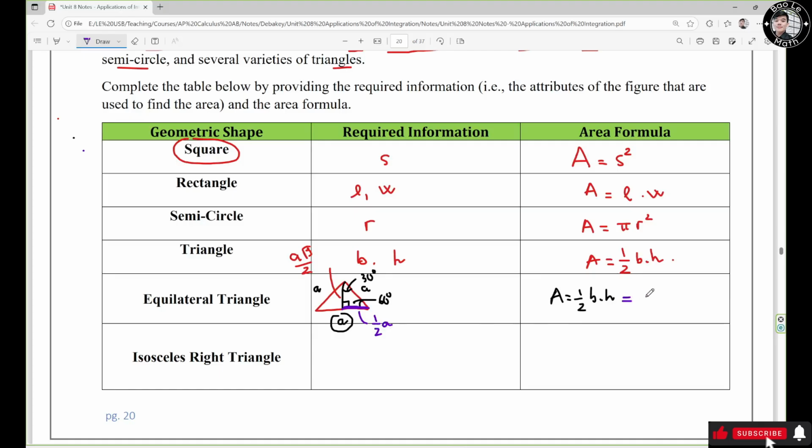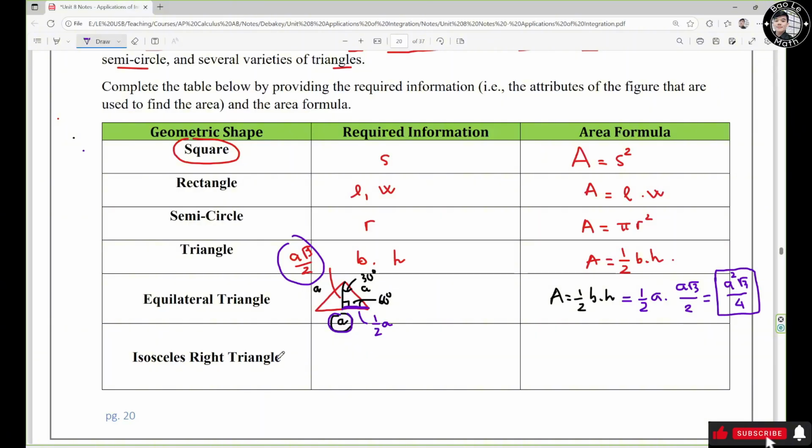So we substitute: 1/2 times the base, which is A, times the height, which is A√3 over 2. Now we simplify this, and it's going to be A squared √3 over 4. Make sure you know this formula.